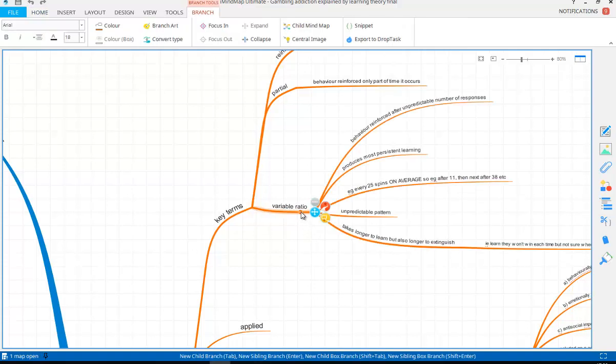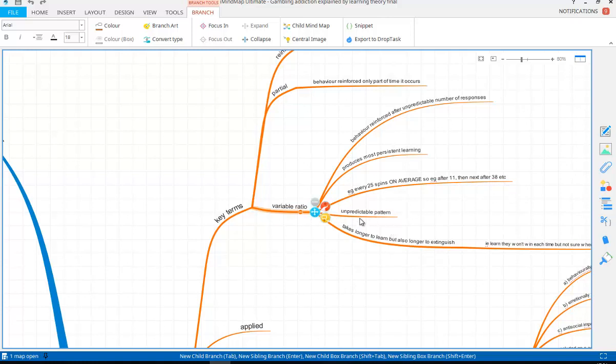Okay, so let's have a look at this in a bit more detail. As we said, variable ratio means behavior is reinforced after an unpredictable number of responses, and it produces the most persistent learning. So for example, and this is going to be important, you say on average, every 25 spins, or on average every 5 or 10 or whatever times of doing the lottery or scratch cards. Remember, if it's 10, you would say every 10 on average. Then we get a random number of responses in that. So for example, if we're going every 25 spins on average, after 11 for the first time, and then the next time it's after 38, there is a win or something like that.